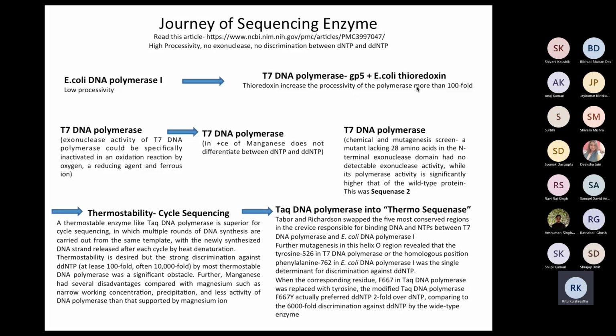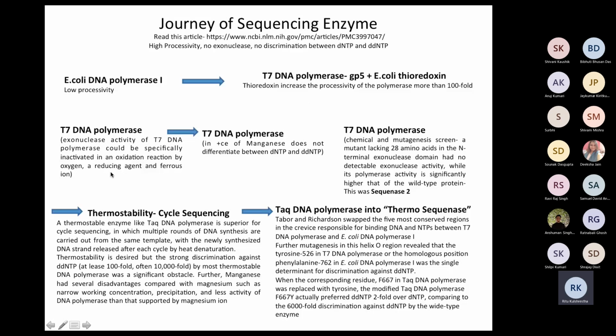Second, when they added thioredoxin to it, which I discussed in my previous class, the processivity of the polymerase increased many fold. In this article, it was written up to 100-fold processivity increase. Obviously, this is a very big plus point, which was not present in the previous enzyme. So it was realized that T7 DNA polymerase is better as compared to E. coli DNA polymerase. But then what about the exonuclease activity?